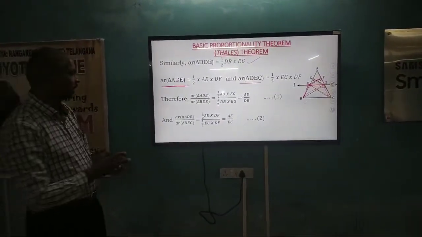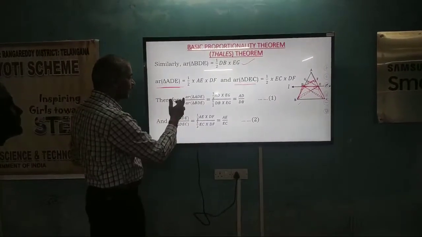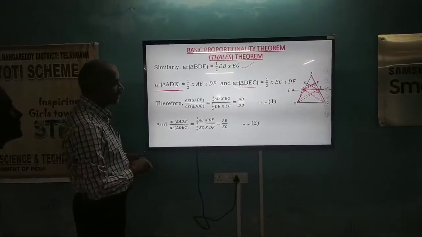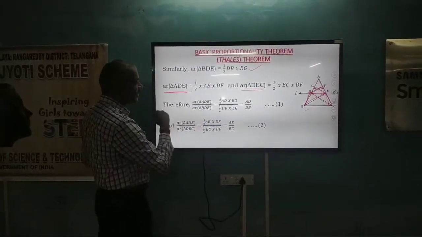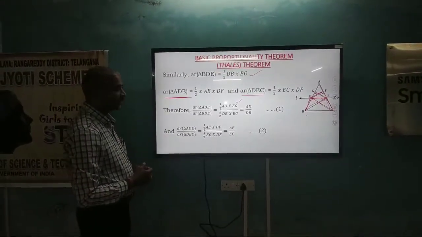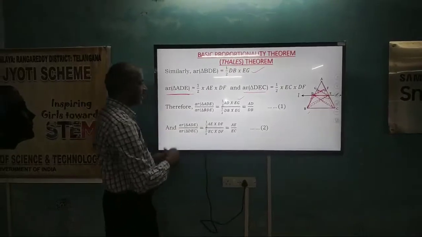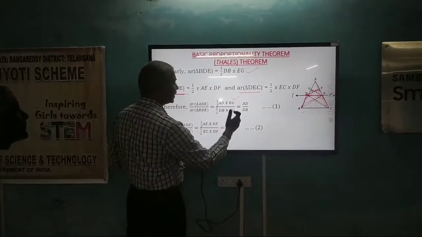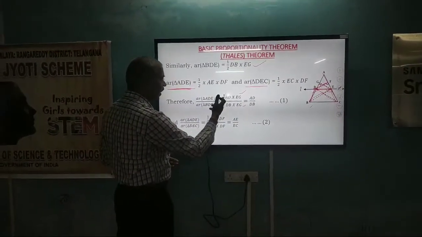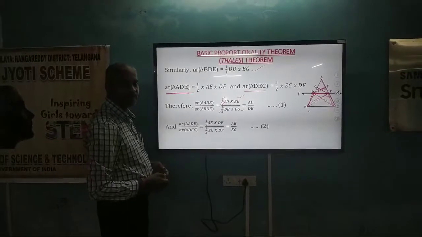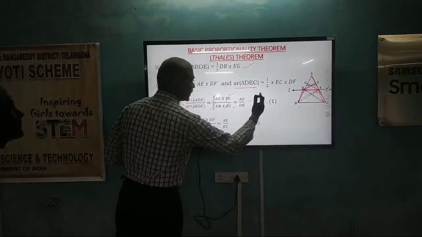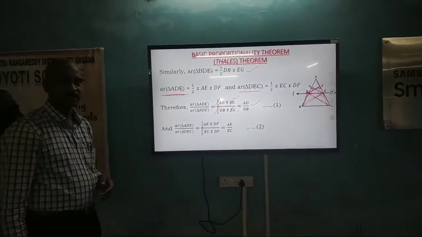Now let us consider the ratio area of triangle ADE by area of triangle BDE. Area of triangle ADE by BDE is half into AD into EG by half into BD into EG. But here, if you observe, half gets cancelled and EG gets cancelled, we will get AD by DB.